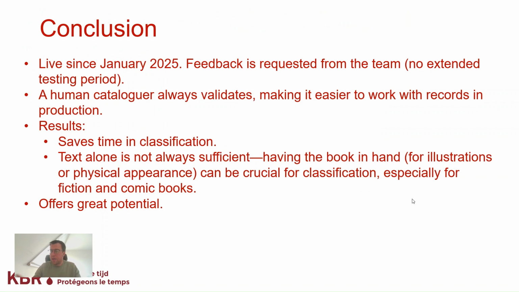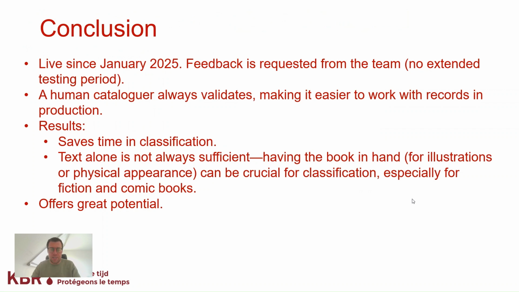And that's also why we can put it so fast in production, because there's a validation and the catalogers help improve the workflow. We already see that it saves time in classification. If, for example, a travel book gets the classification travel books, okay, it's correct. We don't have to do anything else.